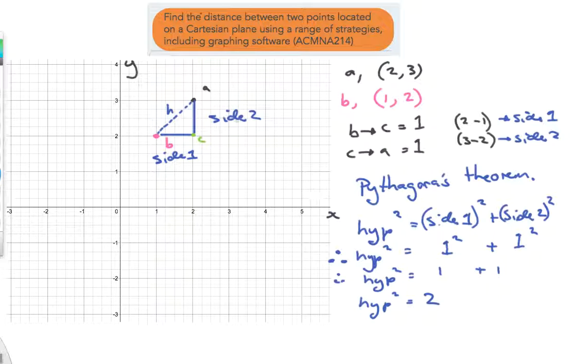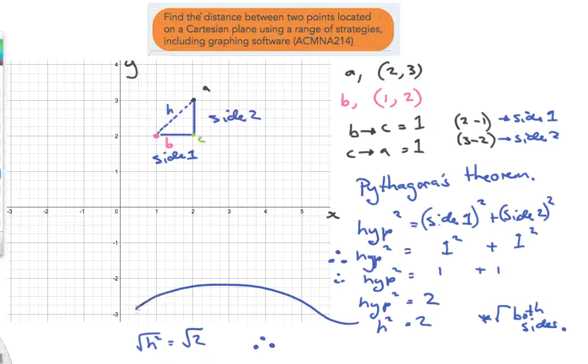But we don't want hypotenuse squared, do we? We just want hypotenuse, this h here. So what do we have to do to both sides to get just h by itself? I'll write this out again as h squared equals 2. Well, what we have to do is square root both sides. Right? And so when we square root both sides, when we square root h squared, square root h squared equals square root of 2.